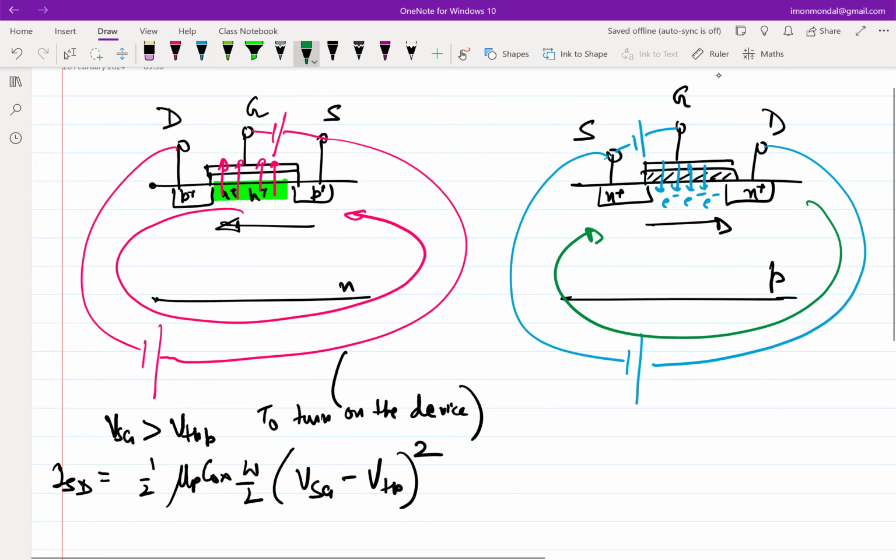So, using the same analogy as PMOS, in order to turn on the device, we need VGS to be greater than some threshold voltage, VTHN, where N stands for NMOSFET. This is required to turn the device on.